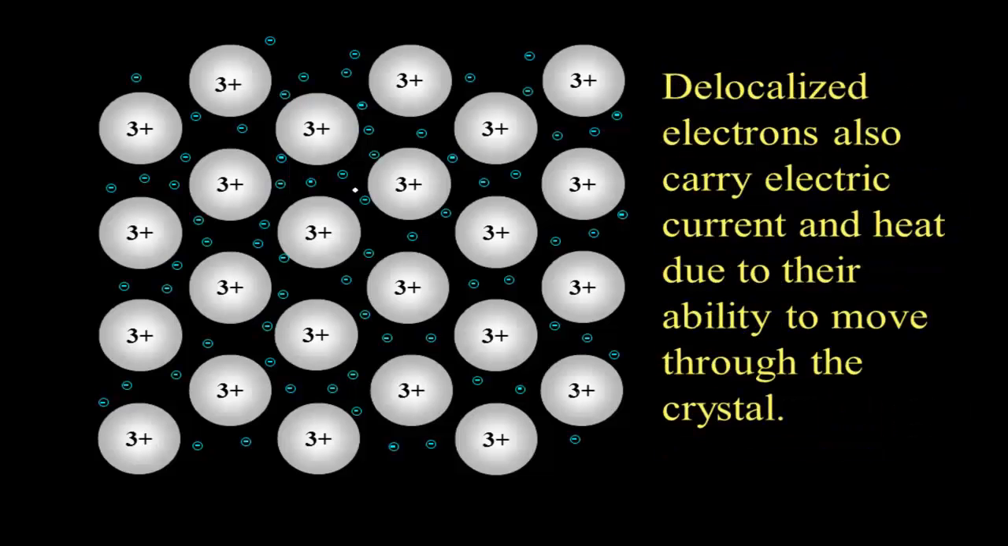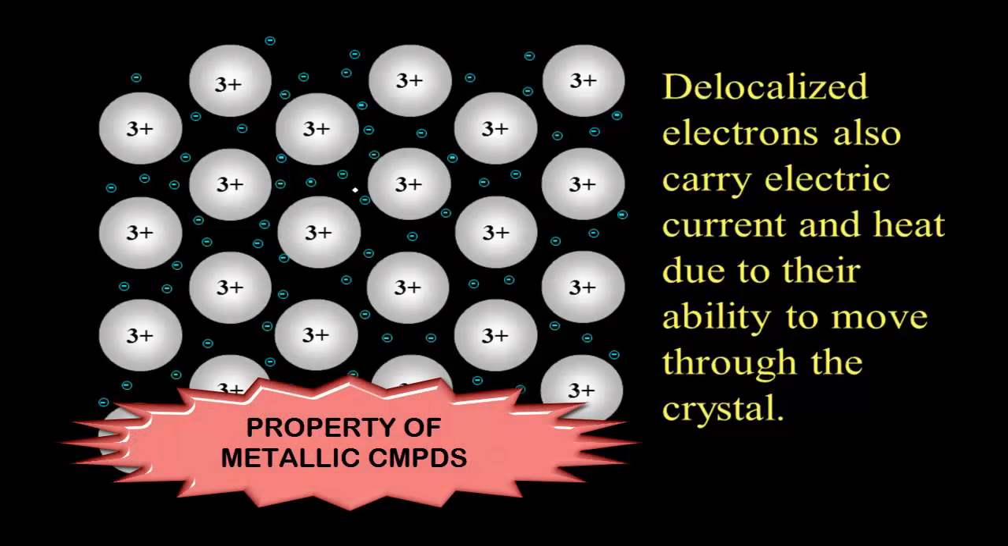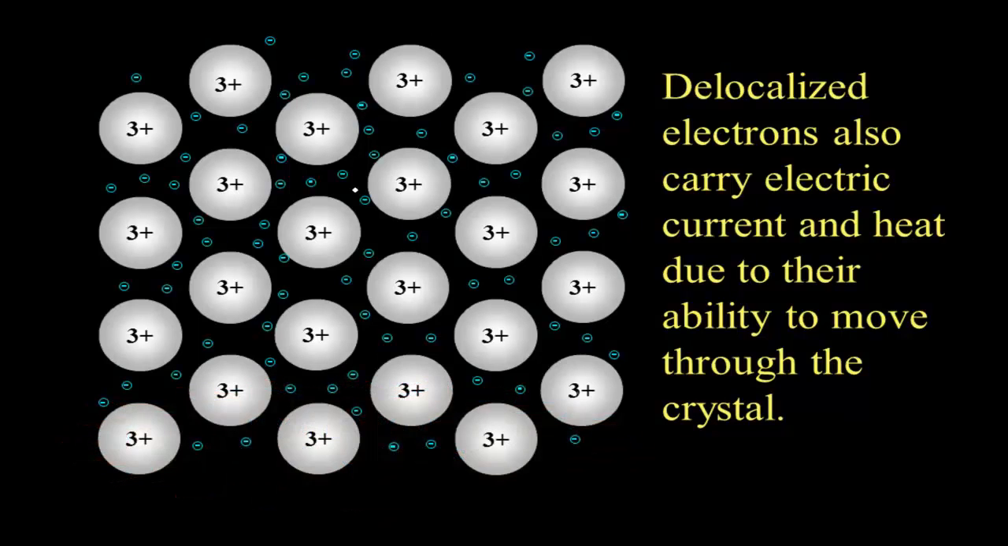How about electric current? Can this model explain that? Well, electric current is simply the movement of charge, and electrons are constantly moving through these spaces between the cations. They therefore are very able to carry an electric current, and that also explains their heat conductivity, the fact that they can move through the crystal.